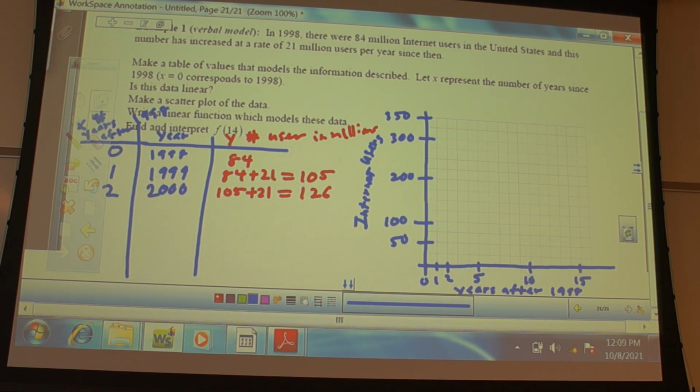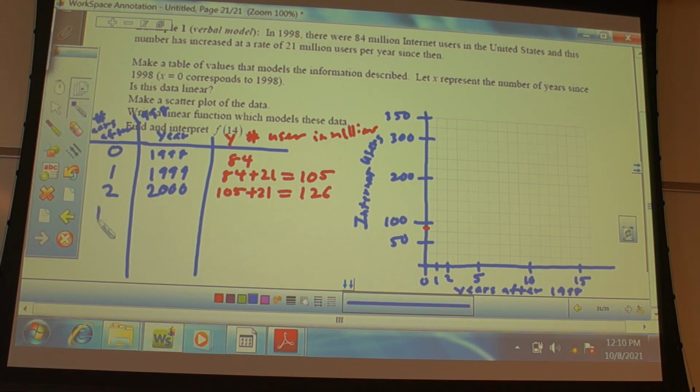All right, so we need to graph this. In the year 0, when x is 0, what's my y? 84. So this is 50, that's 75. It's maybe right there. Graph the next two the best you can. Now let's figure out 10. After 10 years, which would be 2008, this should be 84 plus 10 times 21. Maybe we should do that first.